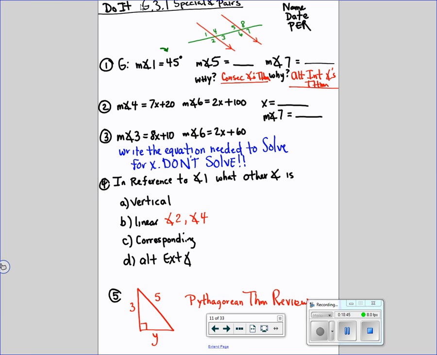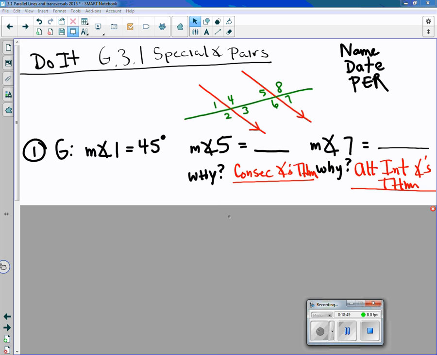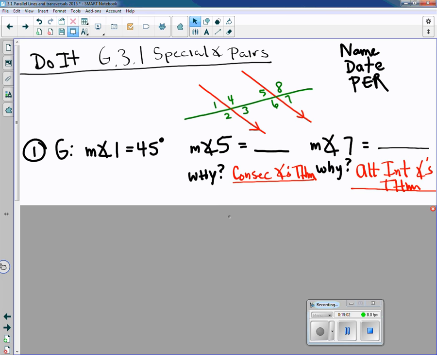Now I'm going to zoom in and maybe talk a little bit about each problem. Okay, so here's problem 1. I give you some information. Measure of angle 1 is 45. Using the consecutive interior angles theorem, I want you to figure out what angle 5 is. And using the alternate exterior angles theorem, find out what angle 7 is.